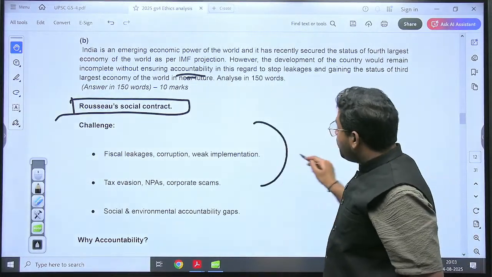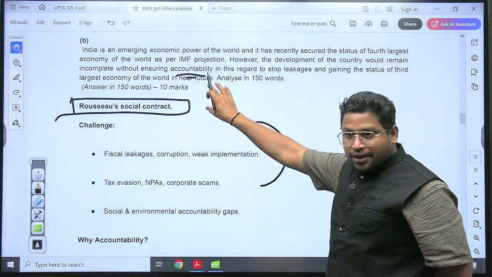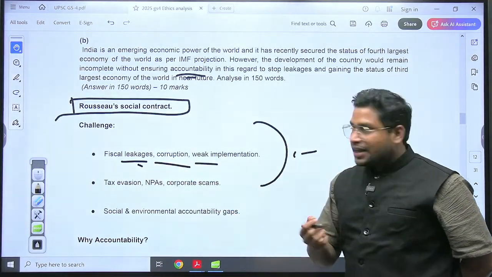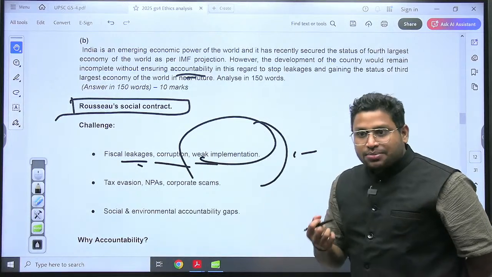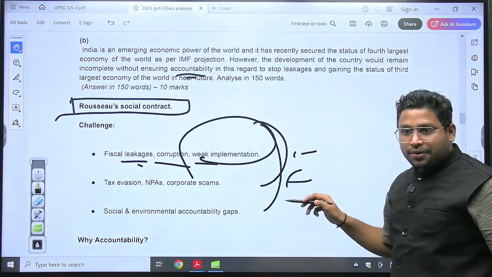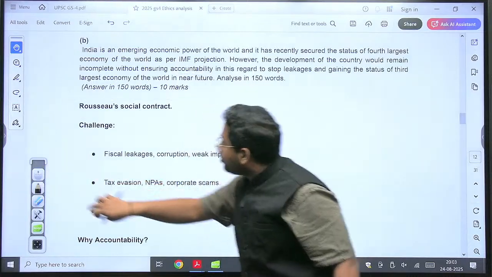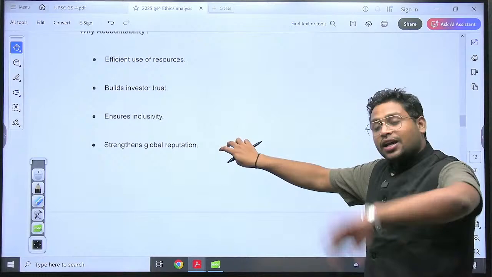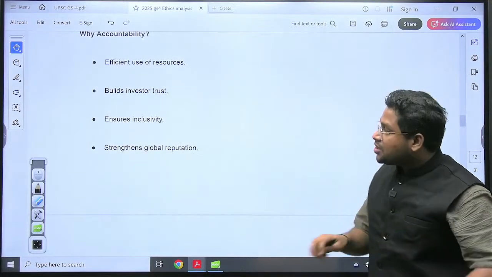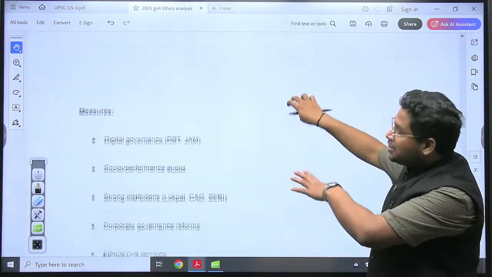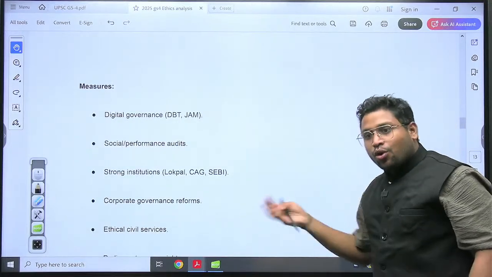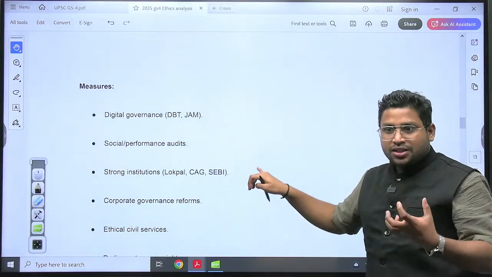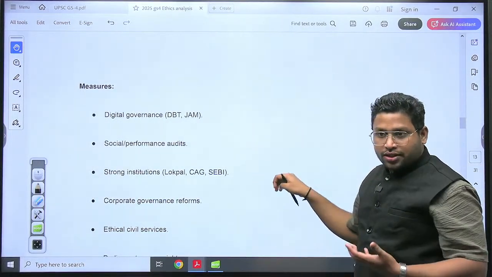So first showcase the problems: there is no accountability, there is leakage, like corruption, fiscal leakage, weak implementation of the schemes. Mention all these things over there. Then bring in accountability, what you can do. I would say further add how you can ensure this accountability, what measures can be taken. They have not asked it, but you can mention that part, right? There's no new knowledge you need to answer this. This is a basic GS answer wherein you mention all these things. Okay.